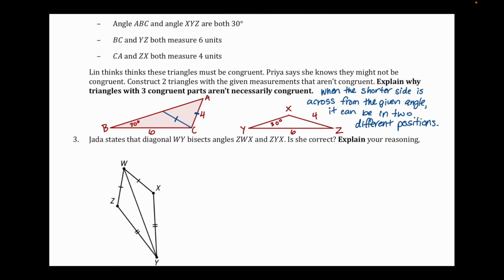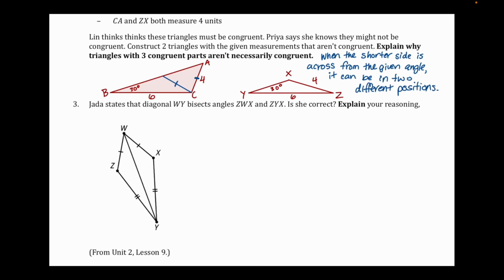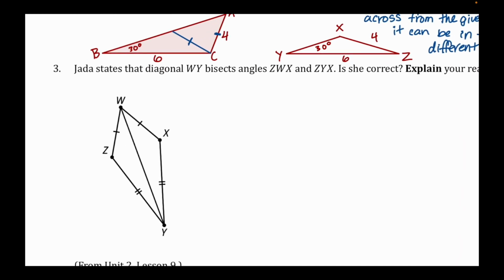So the last one we're doing here is question 3. This is Jada stating that the diagonal bisects those. Is she correct and explain? This is from the last homework assignment that we just looked at, which was lesson 9. So she is saying that it bisects these two angles, ZWX and ZYX, and she is correct. But how can we explain that? Sorry, I'm going to erase those.